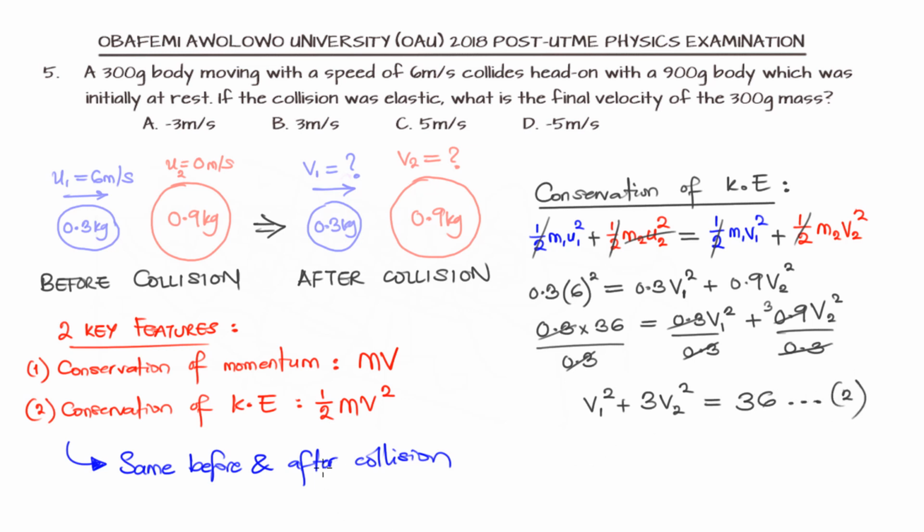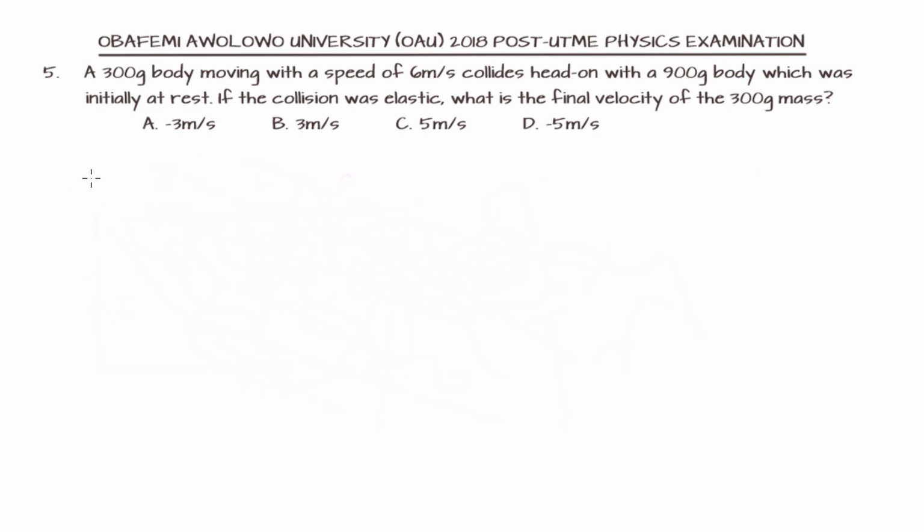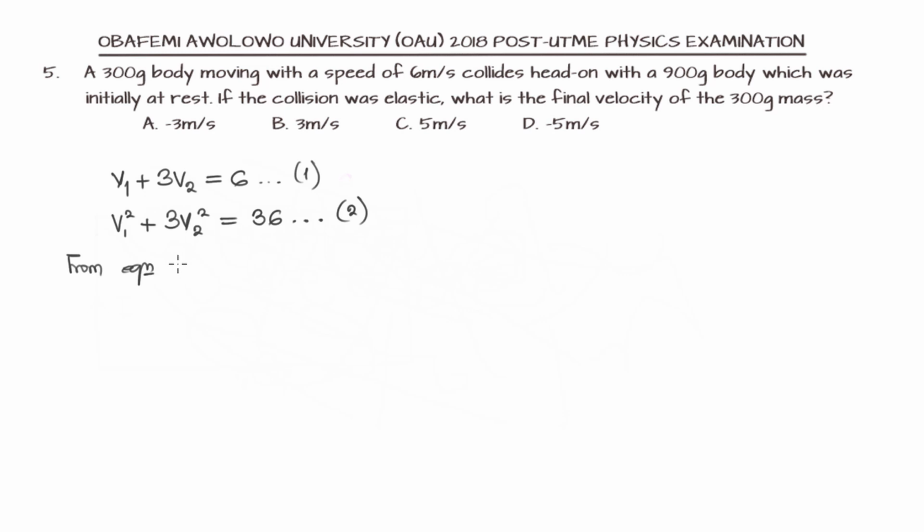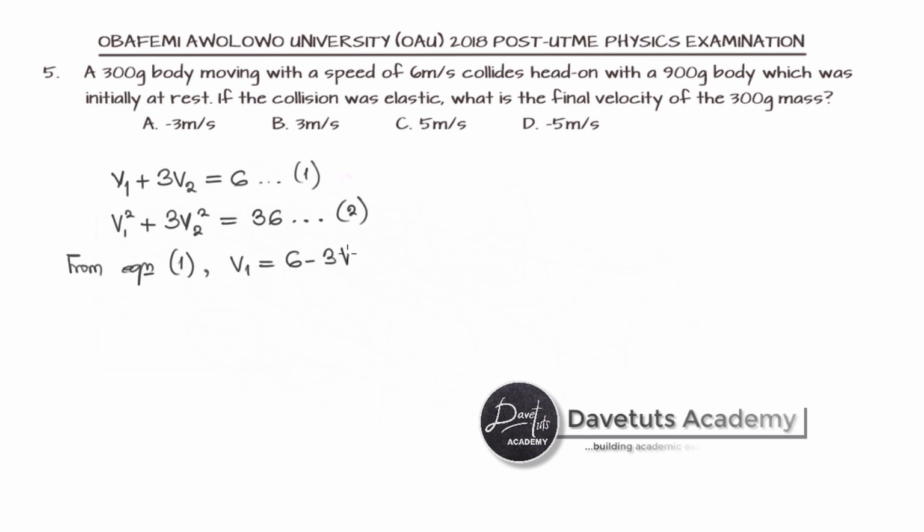So we have two equations in two unknowns, and that means that we can go ahead to solve for these two unknowns using these two equations. If you are to write them out, the first equation, we have v1 plus 3v2 is equal to 6. That's equation 1. Then in the second equation, we have v1 raised to power 2 plus 3v2 raised to power 2 is equal to 36. That's equation 2. We want to go ahead to solve this. If you consider equation 1 and we make v1 the subject of the formula, we can say from equation 1, v1 is equal to 6 minus 3v2.